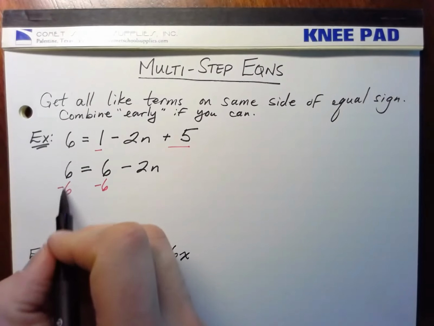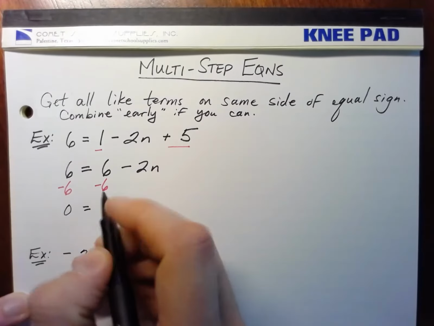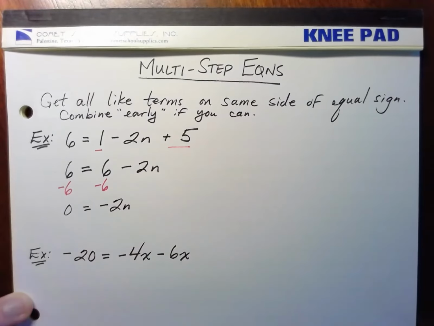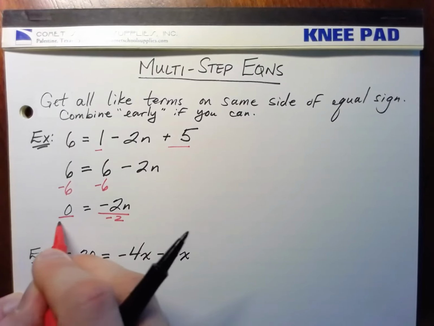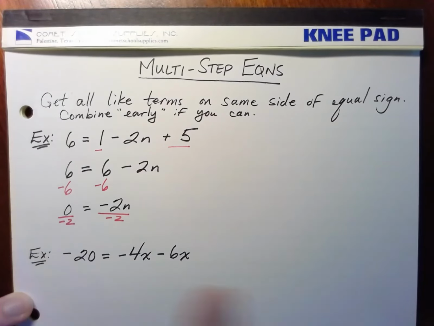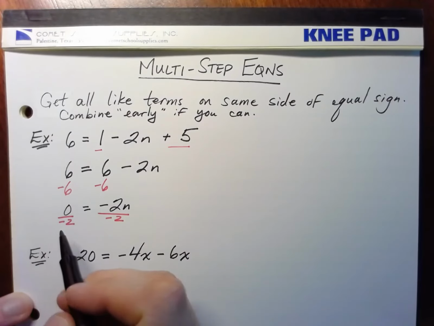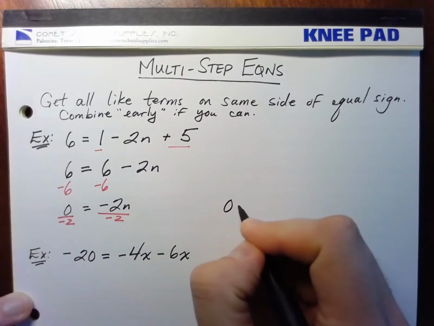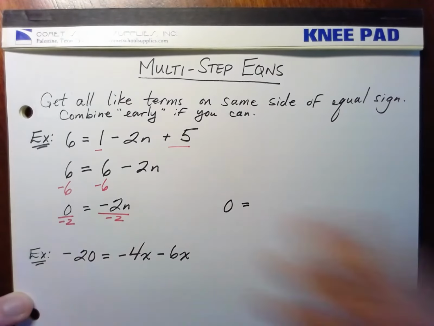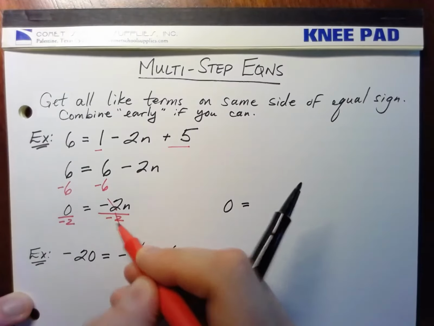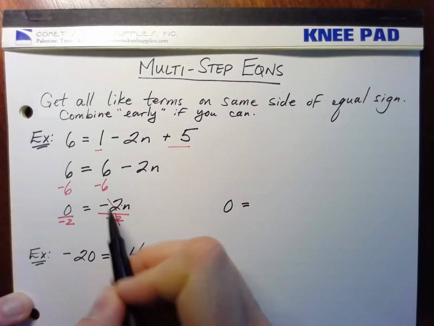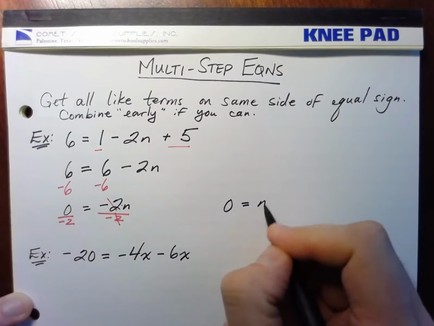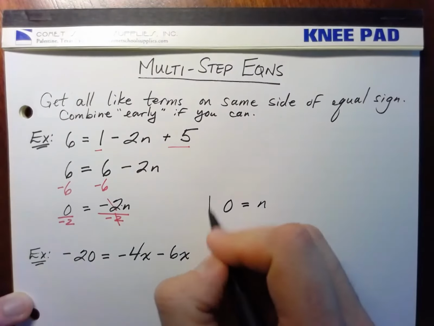And so 6 minus 6 is 0, 6 minus 6 is 0, and I'm just left with a -2n. And now if I want to divide this -2 out of there, I just divide by -2 on both sides. 0 over -2 is 0. And over here, this -2 and that -2 are going to cancel because this is a multiplication and they are opposite operations. So I'm left with n, and there's my answer.